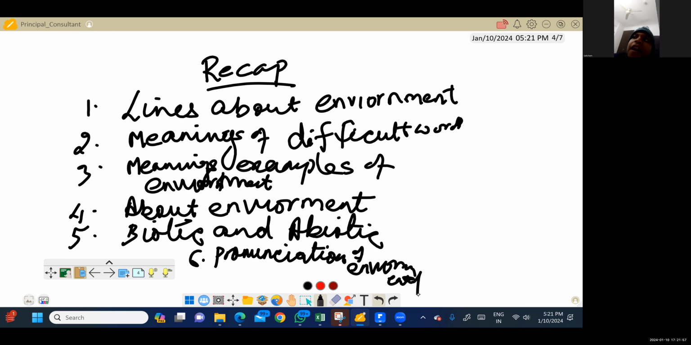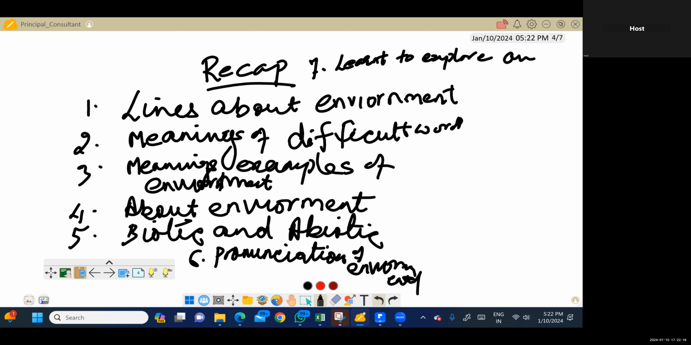Sir, we learn how to explore from this. This is what I wanted to hear. मुझे यही सुनना था. Learn to explore. Explore what? Explore and make notes, right? Yes, sir. Learn to explore and make notes. Okay? This is like your self-study, self-development.